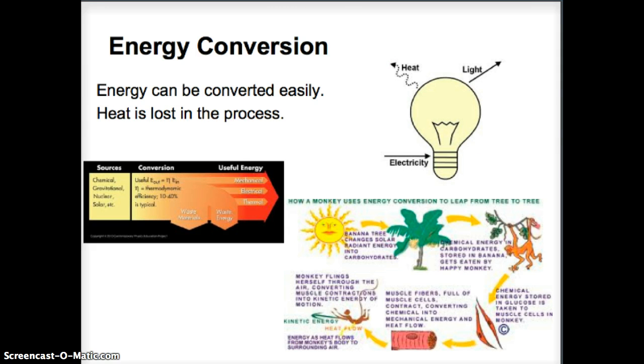We can convert energy very easily, but what we lose in the process is heat. If you leave a light bulb on a long time, it actually gets nice and warm around the light bulb, especially the older ones. With the newer ones we try to not have that much heat get lost, because we basically have to feed the electricity into it and it's lost as heat. But when we convert energy, we always lose heat.